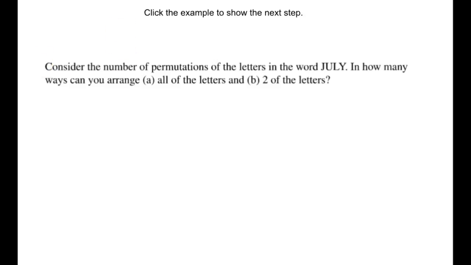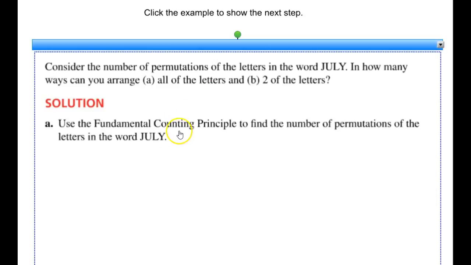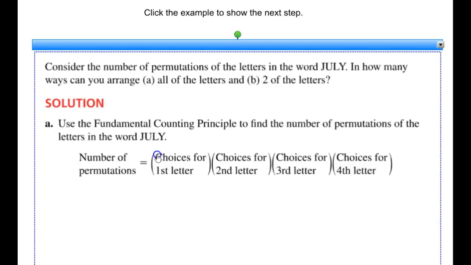So now I want to look at this first example. So we want to consider the number of permutations in the letters of the word July. In how many ways can you arrange A, all of the letters, and then B, two of the letters? So we're going to use our counting principle to find the number of permutations in the word July. So I have to look at my number of permutations as the choices for the first letter times the choices for my second letter times the choices for my third letter times the choices for my fourth letter.